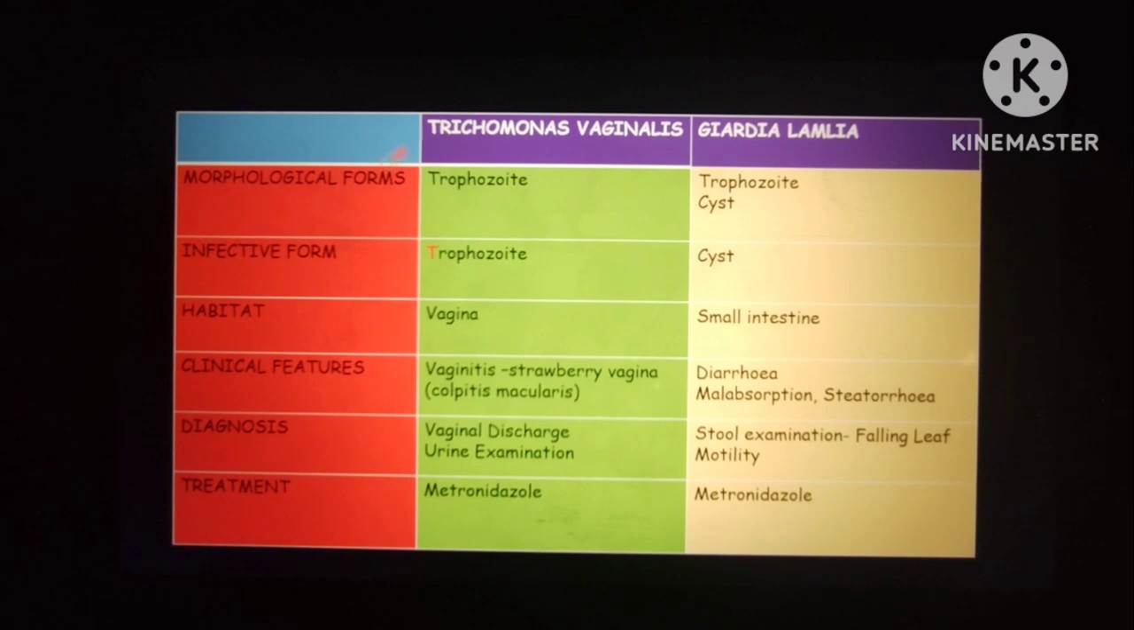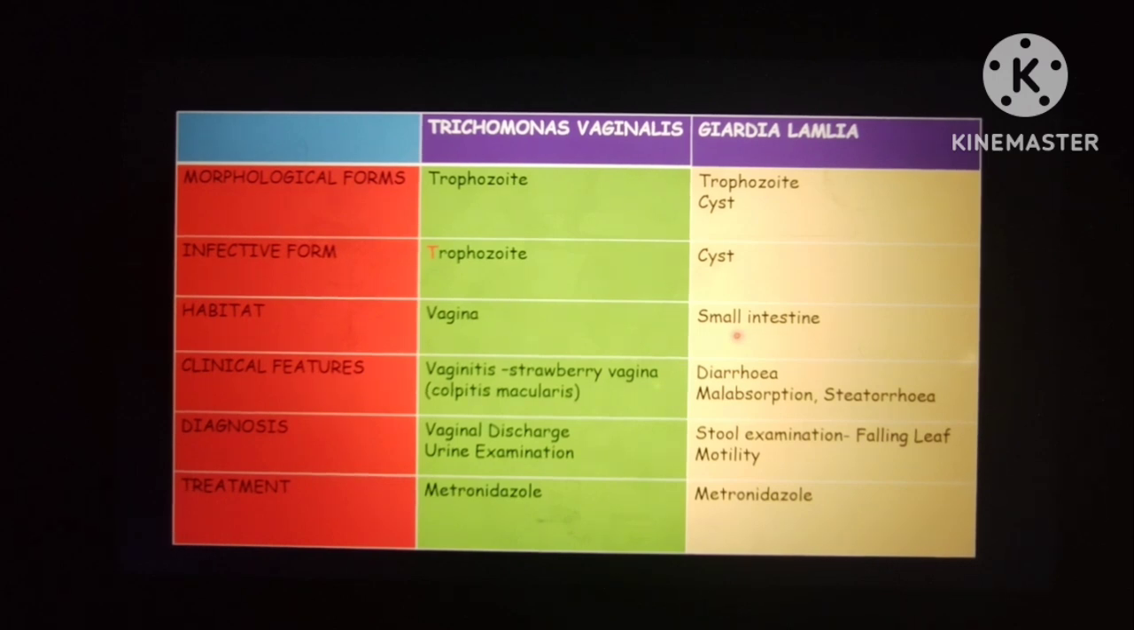You can remember it like T for T. Coming to Giardia lamblia, it has a trophozoite and a cyst form. Here the infective form is the trophozoite, and for Giardia it is the cyst. Habitat: Trichomonas is a vaginal flagellate and Giardia is an intestinal flagellate, usually residing in the small intestine.